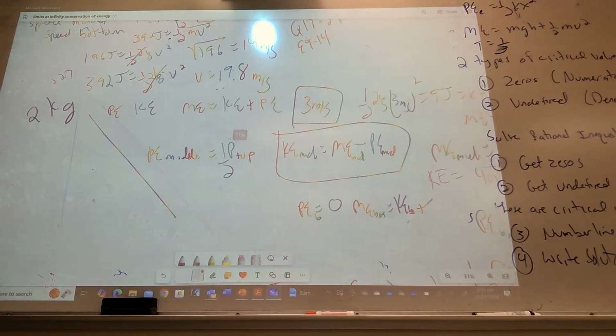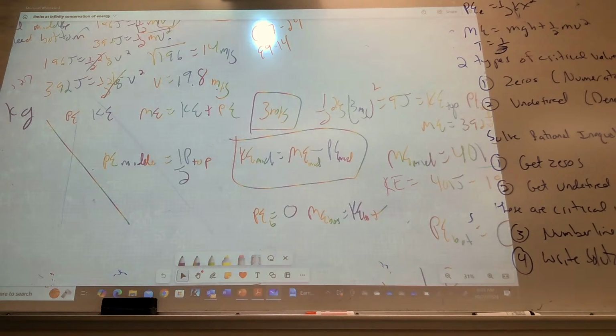Now, what happens when we add friction? Okay, what is friction going to affect? Right? Which affects what as far as energy? Kinetic energy. It's not going to change your potential energy. It's going to change your kinetic energy and therefore your mechanical energy.